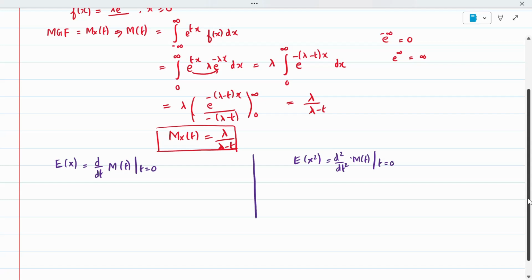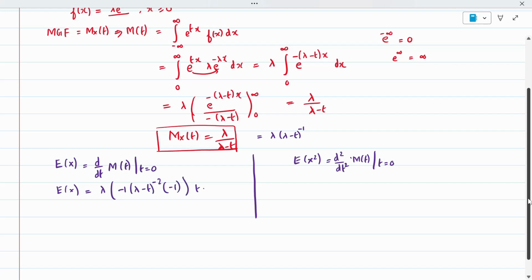So first moment, I have to do differentiation of E of x. Lambda is a constant, so we can write it as lambda. Lambda minus t the whole power minus 1, and I will write it this way because it is easy for my differentiation. Minus 1 into lambda minus t the whole power minus 2 into the inside function's derivative, which is minus 1. So minus minus plus.